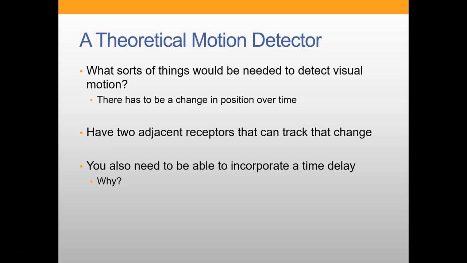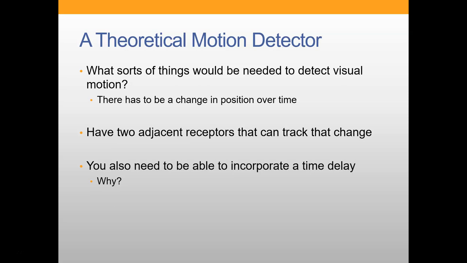Now, here's what's really critical. We want to make sure that we have two receptors nearby in visual space that can actually help track that change. Because if motion is a change in perception, I need to make sure that if I watch my dog running, one receptor can keep track of him in the first position and an adjacent receptor can keep track of him in the second position.